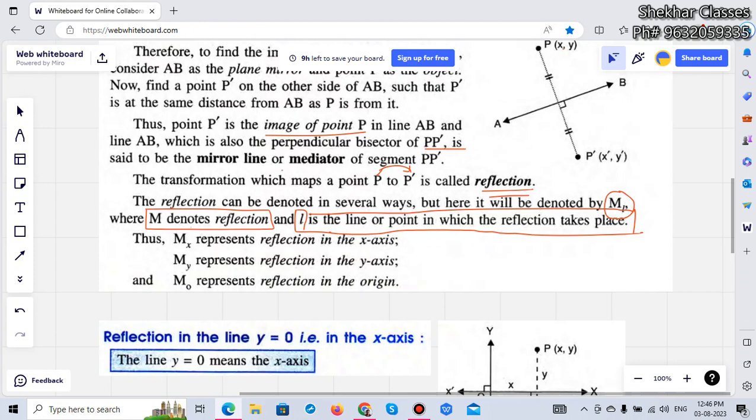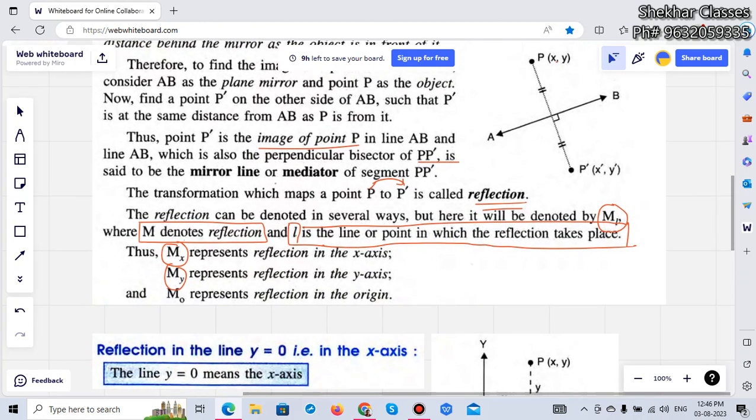Now, M is nothing but the reflection, and L is the line or a point in which the reflection takes place. MX represents the reflection in x-axis, MY represents the reflection in y-axis, MO the reflection in the origin here. See what happens. You take it the other way around. When I say MX, it means reflection in x-axis, means what?